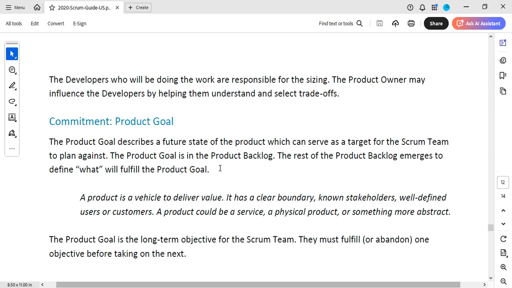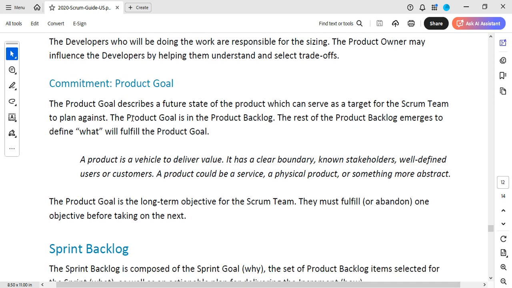Commitment, product goal. The product goal describes a future state of the product which can serve as a target for the Scrum team to plan against. The product goal is in the product backlog. So we have the product backlog. Remember, we need to design a product that will help clients come online to order print jobs and it will be delivered to their doorstep. The rest of the product backlog emerges to define what will fulfill the product goal.